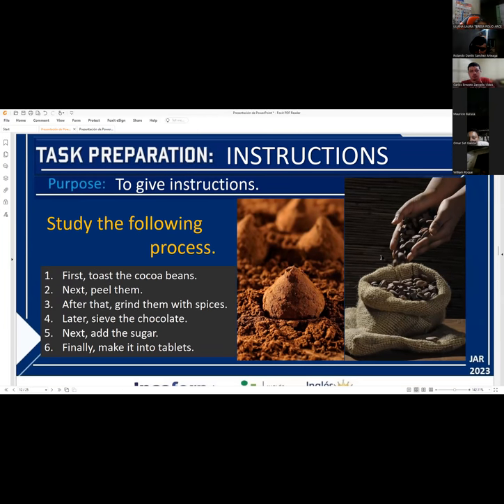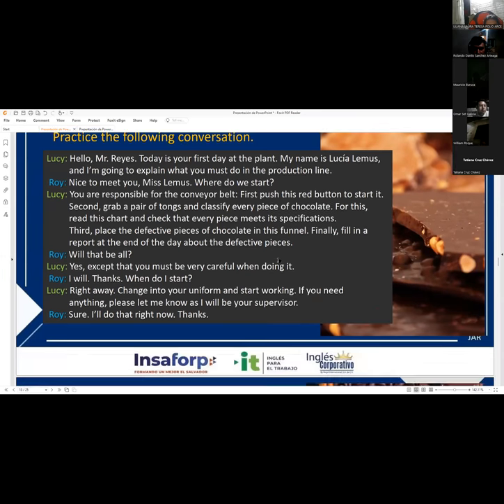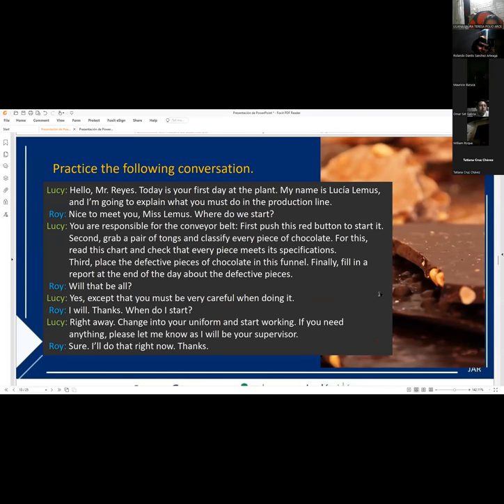These are practicing instructions. You remember I told you about the words we studied, the sequencing words that we studied the day before yesterday. First, next, after that, etc. First, toast the cocoa beans. Next, peel them. After that, grind them with spices. Later, sieve the chocolate. Next, add the sugar. Finally, make it into tablets. Okay, so these are the instructions. We have a conversation. Practice the following conversation.